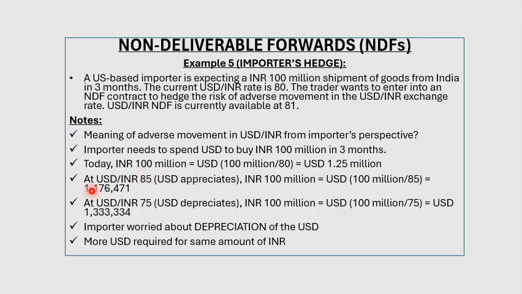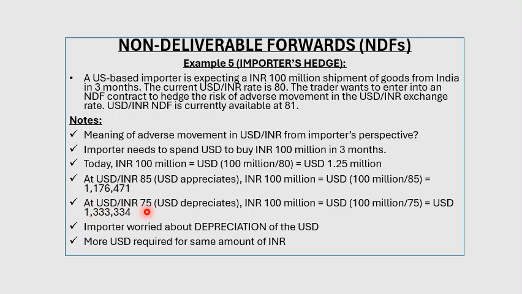What if the trader does not buy the INR 100 million today, but decides to buy the INR amount on the payment date 3 months from now? If the USD INR moves to 85, that is, the USD appreciates, he will need to spend USD 100 million divided by 85, which is USD 1.176471 million.